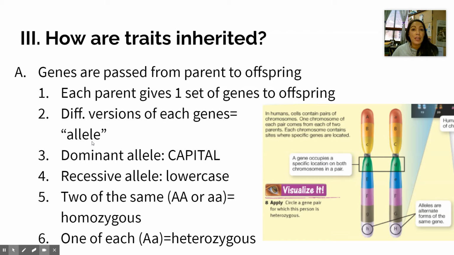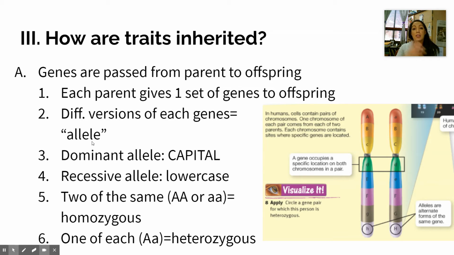We typically, in 8th grade science, will just deal with genes that have one dominant and one recessive. There's a couple of exceptions, but we'll typically just deal with one dominant and one recessive trait per gene. Dominant alleles are written with capital letters. Recessive alleles are written with lowercase letters.